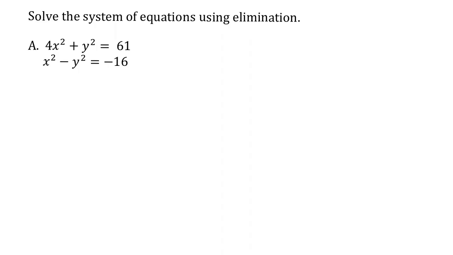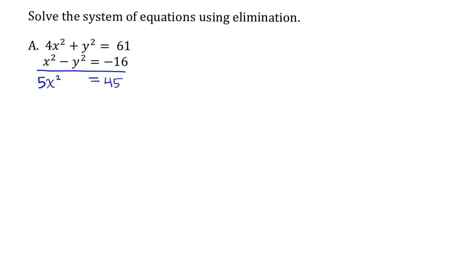Okay, the first method we're going to use is elimination. Remember, elimination is when we add down and we try to get a term to cancel. This has all kinds of x squareds and y squareds in it, and we don't know how to graph it yet, so algebraic is our best option. Okay, if I look at them, they are lined up. I can see the y squareds are going to cancel, so I'm going to go ahead and add down. 4x squared and x squared is 5x squared. y squared minus y squared cancels. 61 minus 16 is 45.